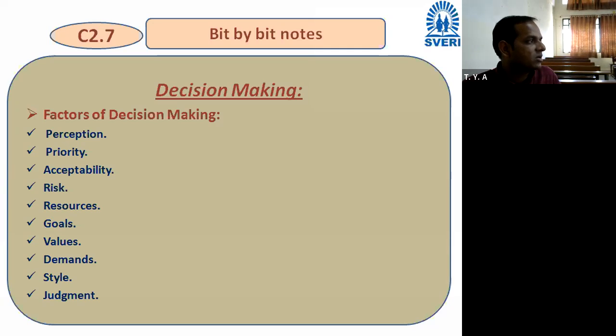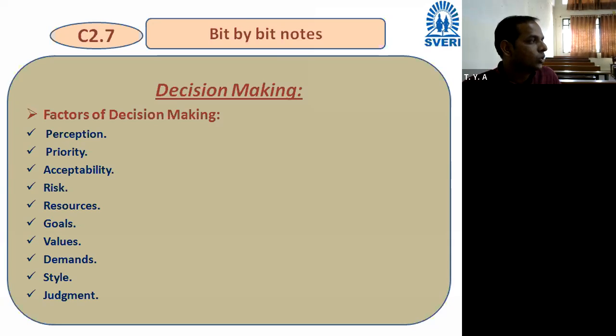If resources are not there, then how will you give this order to that particular party? It means you have taken a decision, but you have not considered your resources. So resource consideration is very, very essential before taking any decision.